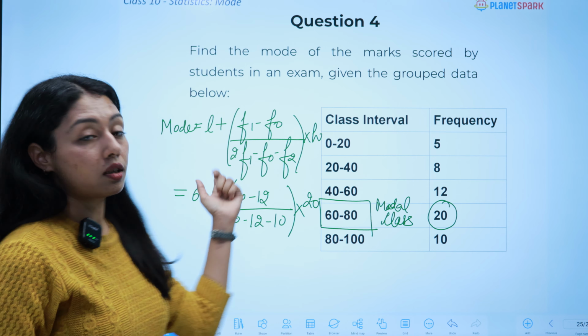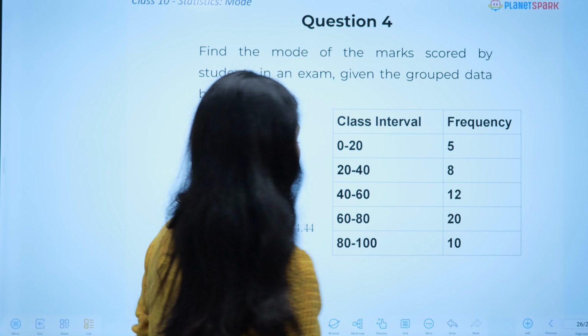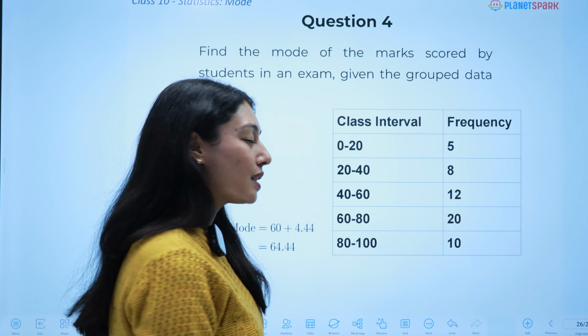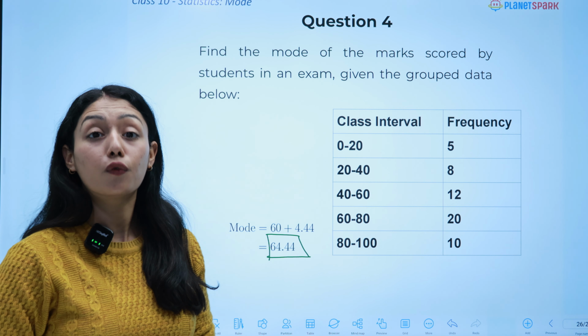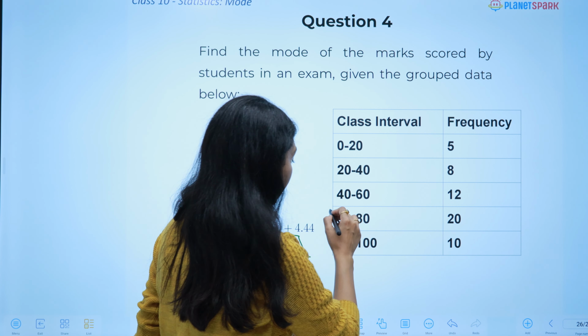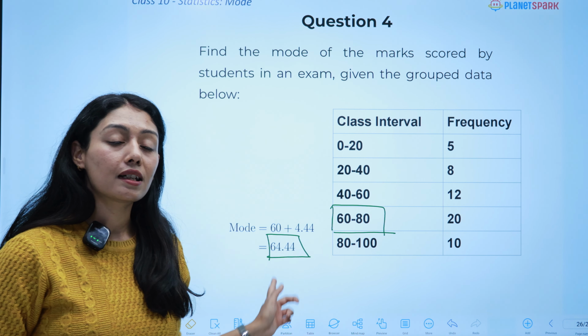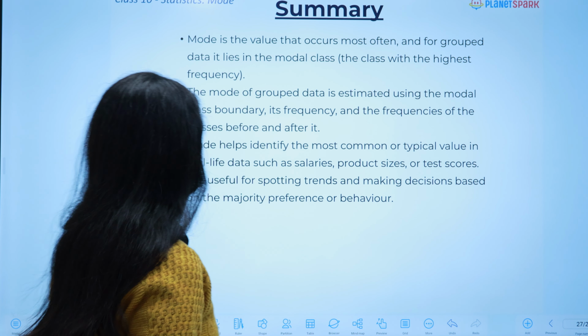So now this calculation is your task, everybody. Quickly do that and tell me the answer. Yes? Done? You can just pause the video, do it and then verify the answer. So what's the answer we have got here, everybody? 64.44, and that value is lying between 60 to 80. That means the answer is correct. Mod is lying in the model class. Okay, that was all.